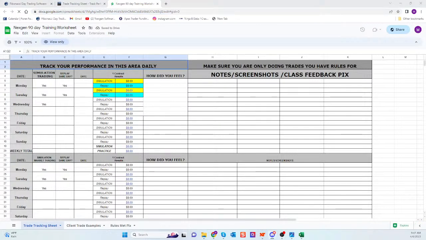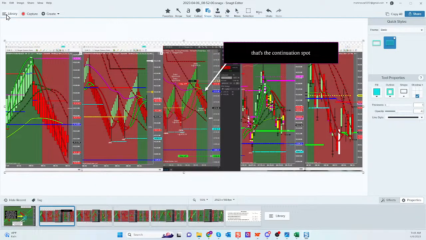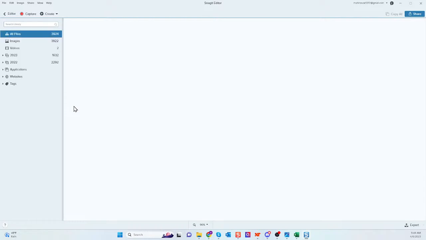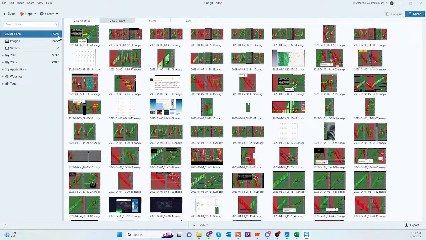But I want you guys to embrace this path because I can tell you that it works. Take pictures. Take more pictures than you think you should be taking. Because every time you take a picture and you write on that chart, you learn something. 3,924 pictures. And guys, this is from October because I bought a new version of Snagit. I'm up around 10,000 pictures.